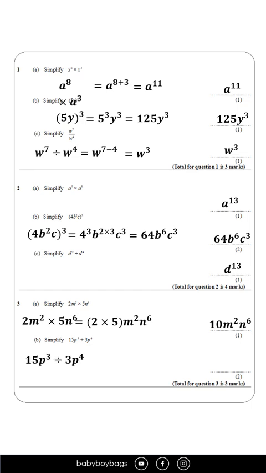Yeah, so the coefficients divide each other, and then the powers subtract each other. Can you see that? I gave you a wrong answer.